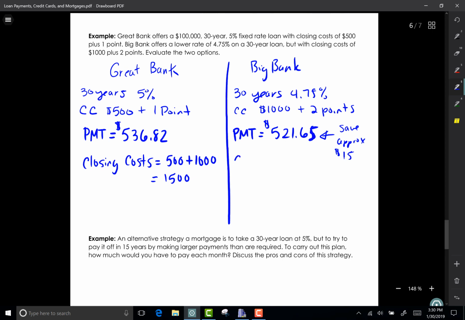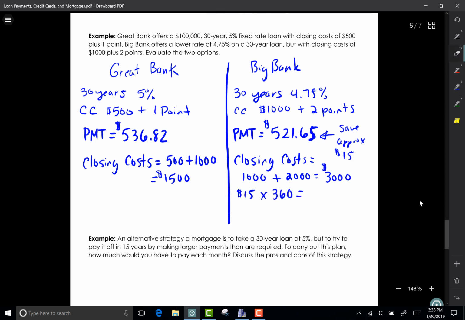Now, if we look at the closing costs for Big Bank, they're charging 1,000 plus 2 percentage points. So 2% of the mortgage amount, which would be 100,000, would be 2,000. So the closing cost for Big Bank is 3,000.